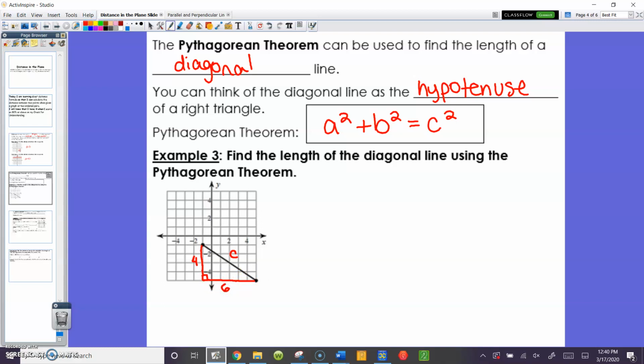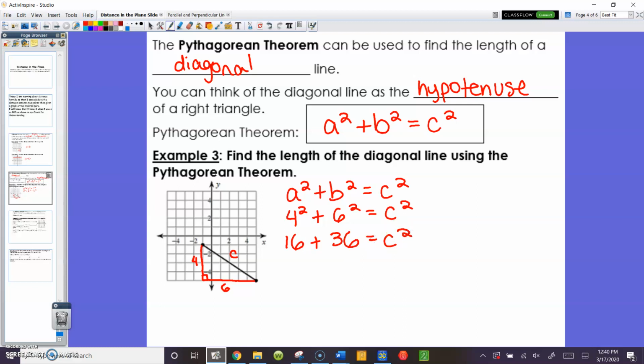Okay? So let's substitute those values into the Pythagorean theorem. 4 squared plus 6 squared equals c squared. Remember, we're trying to find c. We don't know it, so we're just going to keep that variable. 4 squared is 16, and 6 squared is 36. 16 plus 36 equals 52.